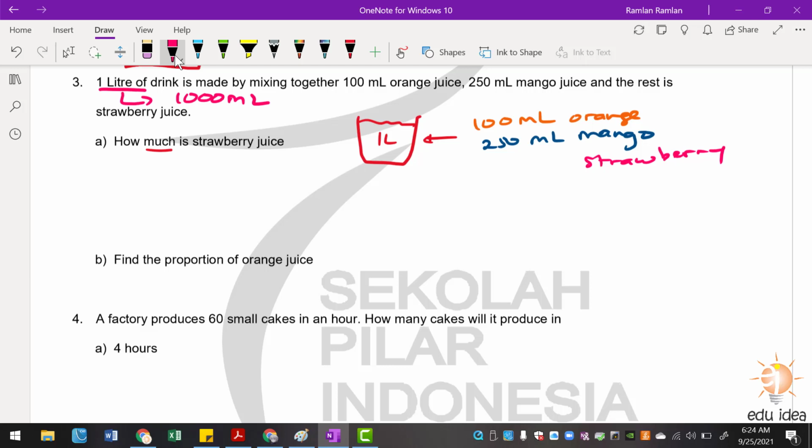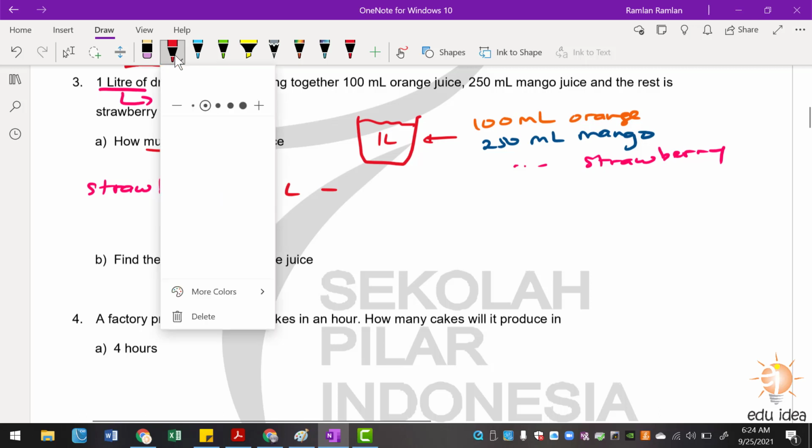So we have 1000 here is equal to 100 plus 250, and then plus something here, right? So I can just write that. I know that it means that the strawberry will be equal to 1 liter, right? And subtracted by 1 liter subtracted by 100 milliliter, right?